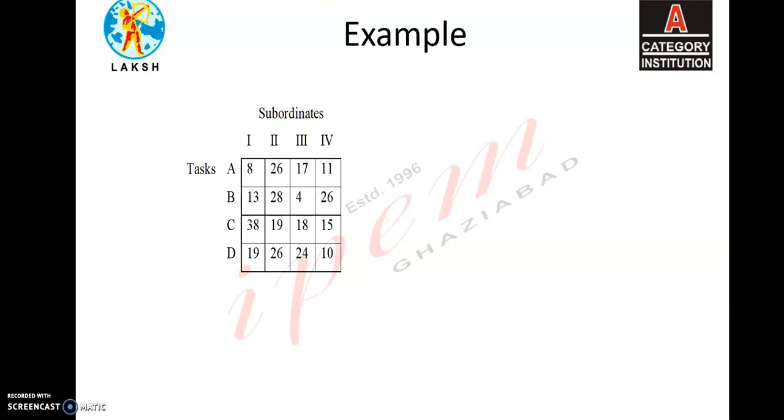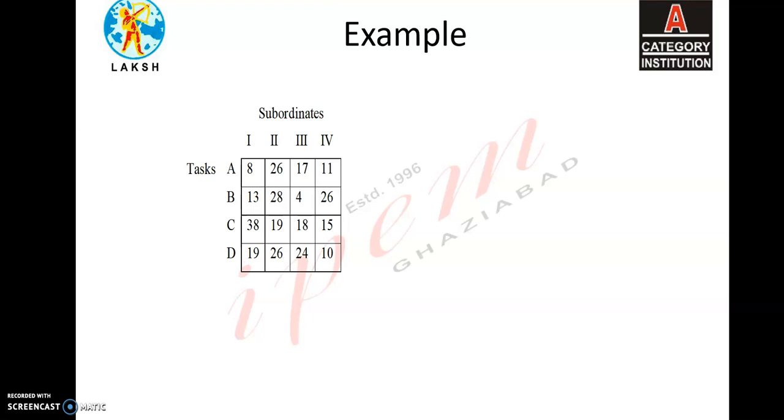Now let's take an example related to the assignment problem. There is a problem given here. In the rows you are observing, the tasks are written: A, B, C and D. And in the columns, the subordinates, that is persons, are given: 1, 2, 3, 4. The main difference between the assignment and transportation problem is that assignment is always a square problem, that is the number of rows will be equal to the number of columns, whereas in transportation it is not mandatory.